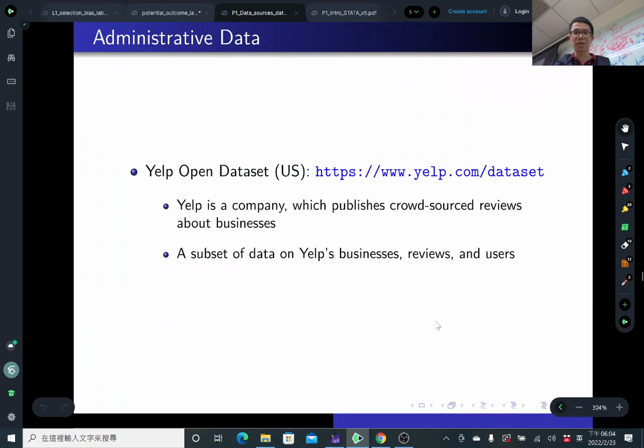And Yelp is a company that publishes crowd-sourced reviews about businesses, where you give 4 stars, 5 stars. They publish some data about the businesses and the reviews on the businesses, and that's something you can try to look at.